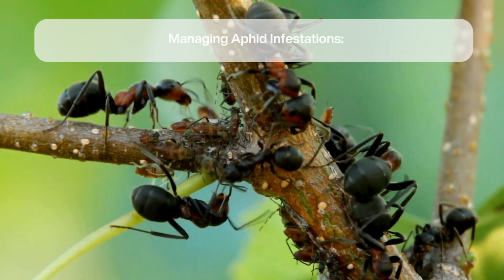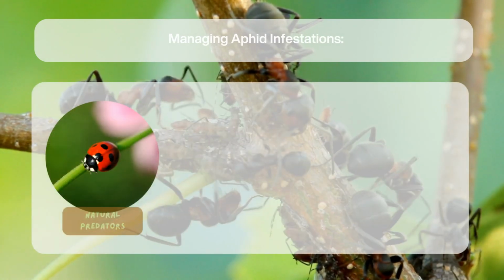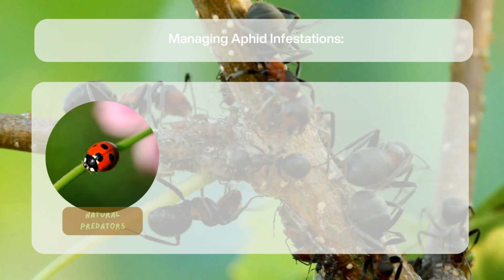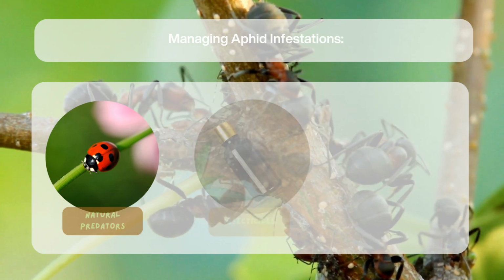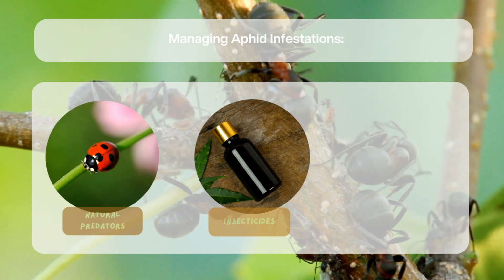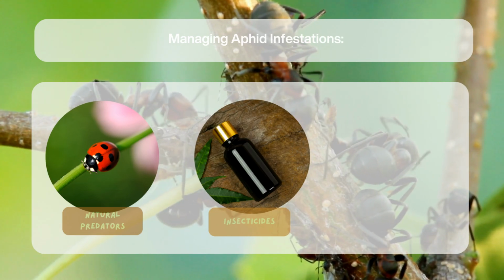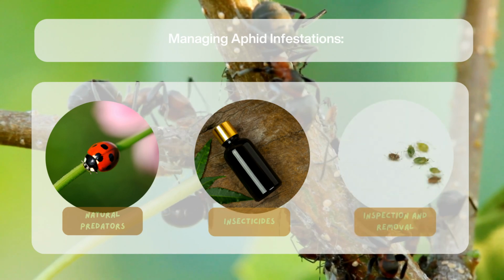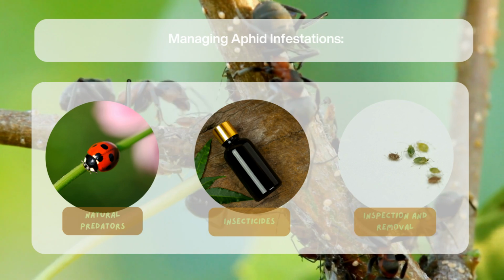One example is through the use of natural predators, such as ladybirds and lacewings. A second is through insecticidal soaps and neem oil. Furthermore, regularly inspecting plants and removing aphids by hand or with a strong jet of water can be useful in controlling this pest.